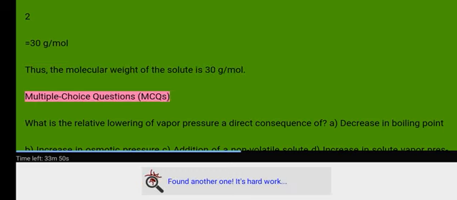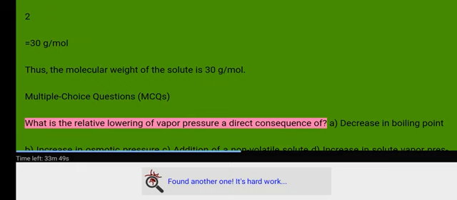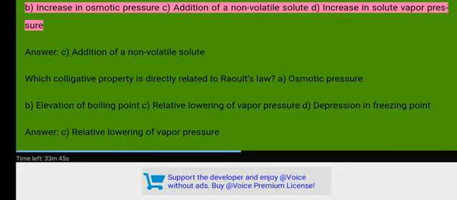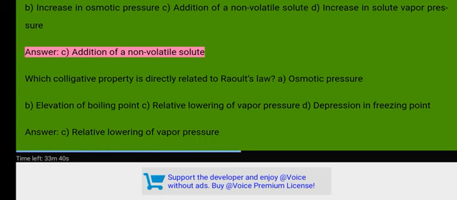Multiple choice questions, MCQs. What is the relative lowering of vapor pressure a direct consequence of? A. Decrease in boiling point. B. Increase in osmotic pressure. C. Addition of a non-volatile solute. D. Increase in solute vapor pressure. Answer: C. Addition of a non-volatile solute.